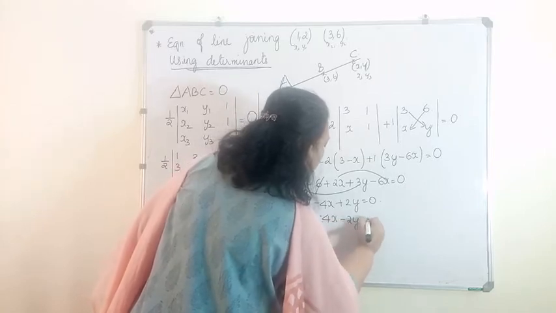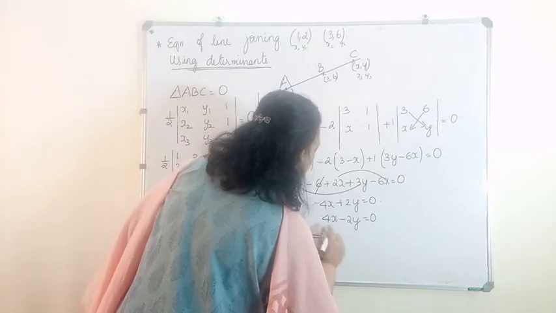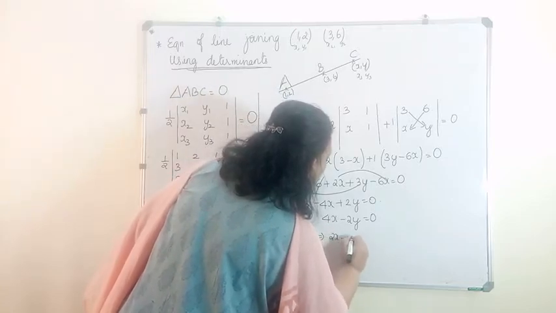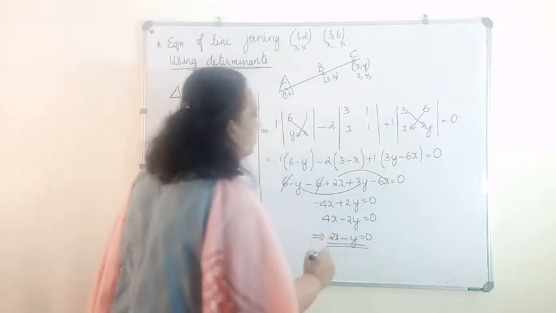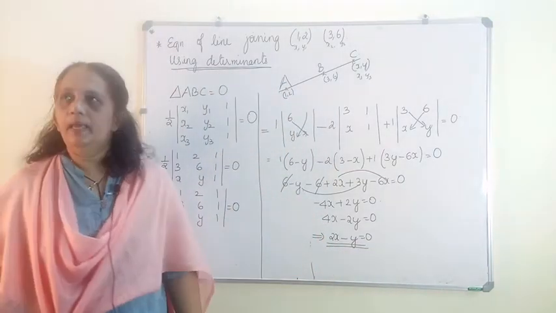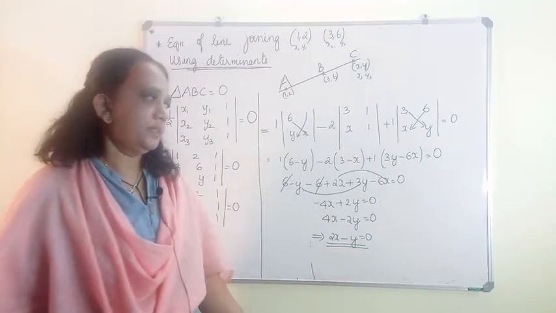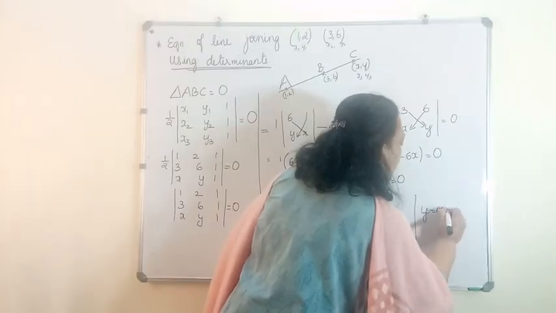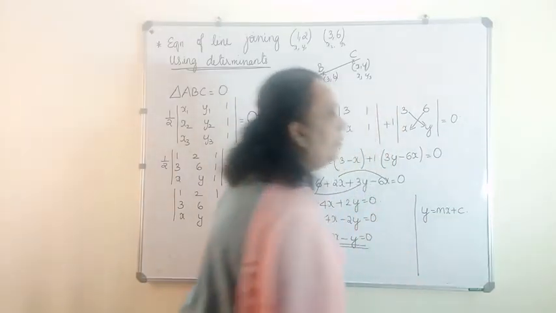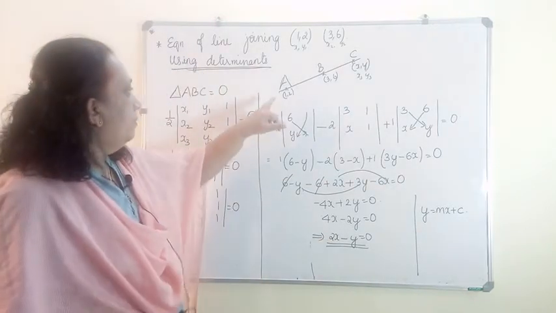Or minus 4x plus 2y is equal to 0, which means 2x minus y is equal to 0. This is the equation of a line. Equation of a line means it is a first degree equation in x and y. What is the form? Y is equal to mx plus c. So you have got the equation of the line.